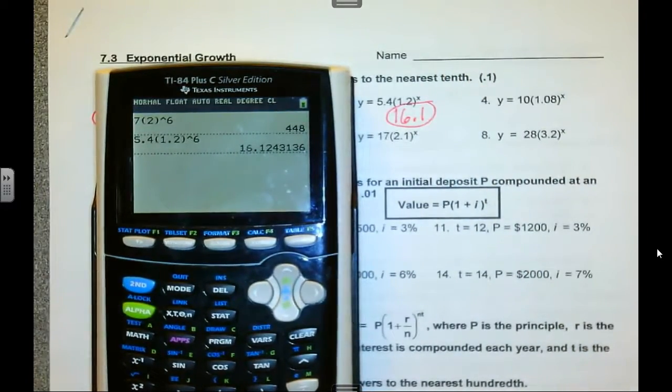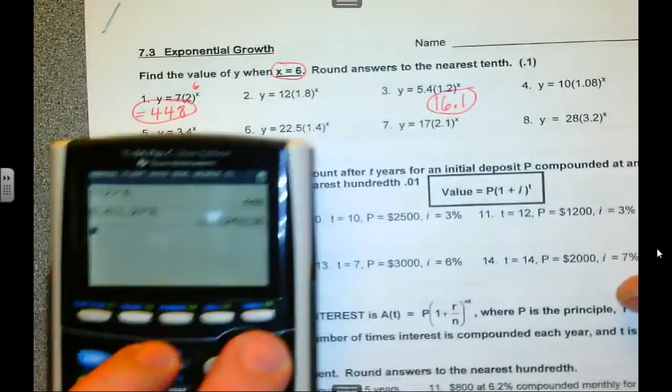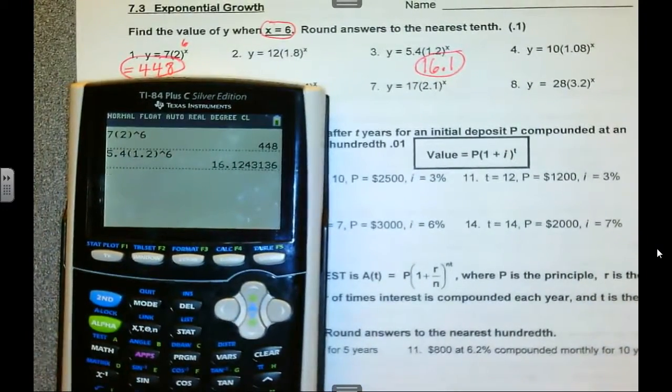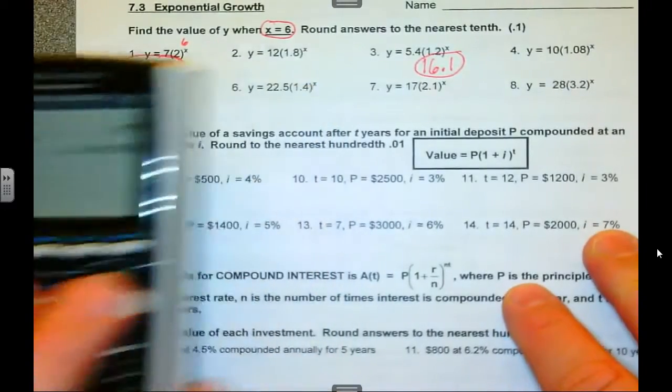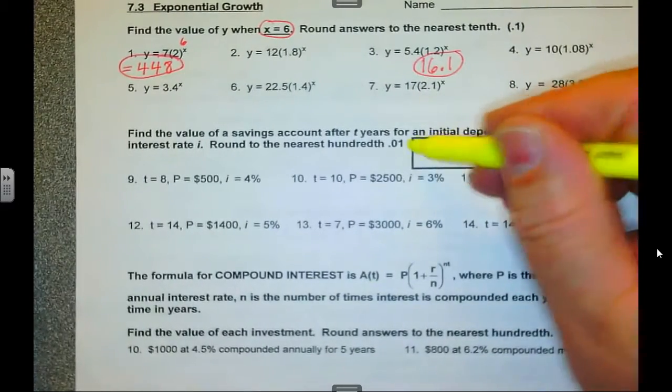Okay. That's all you're doing in 1 through 8. A little practice with the exponents on the calculator, because we are going to start with growth.